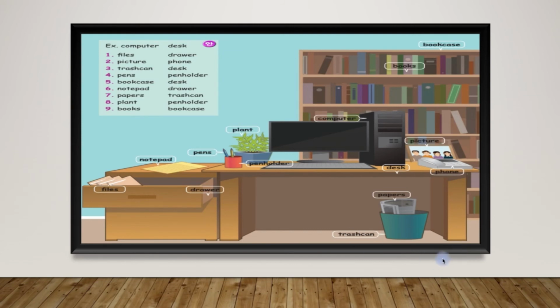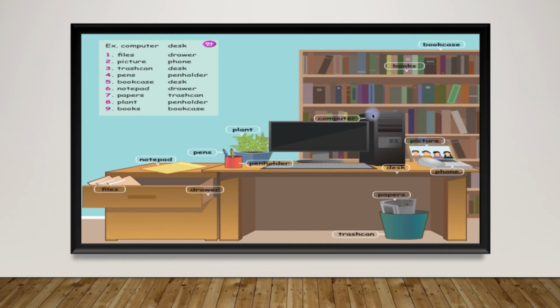So let's try. Yonghee, where is the trash can? The trash can is under the desk. Yes, the trash can is under the desk. Professor Neil, can I ask you a question and you answer? Okay. Let's go that way. You, number four, you ask me the question. Where are the pens? Oh, over here. The pens are in the pen holder. Where is the bookcase? Over here, you can see many books. The bookcase is behind the desk.